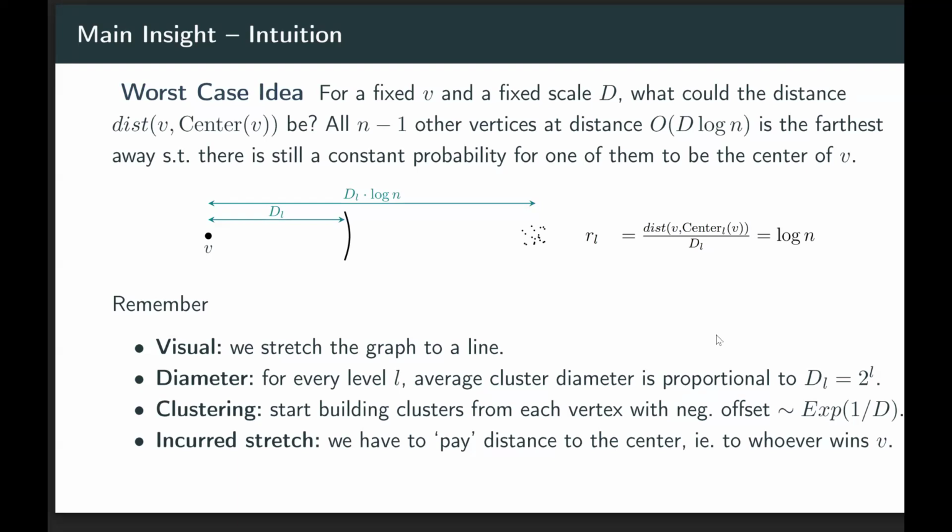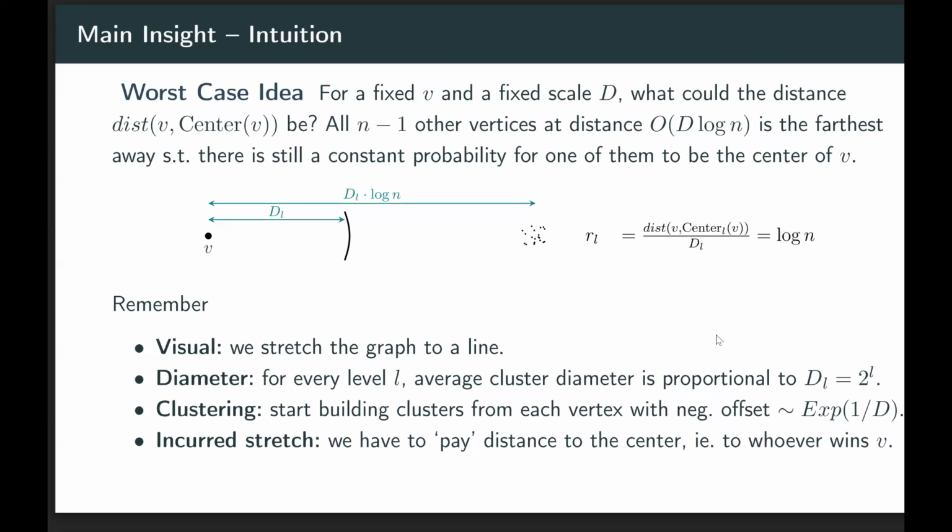So actually, you can see this is bad, right? RL will be log n in this single level. And we said it's constant on average. Now we found one where it's log n. So we have to show that in the other levels it's really small. And this is actually the case.